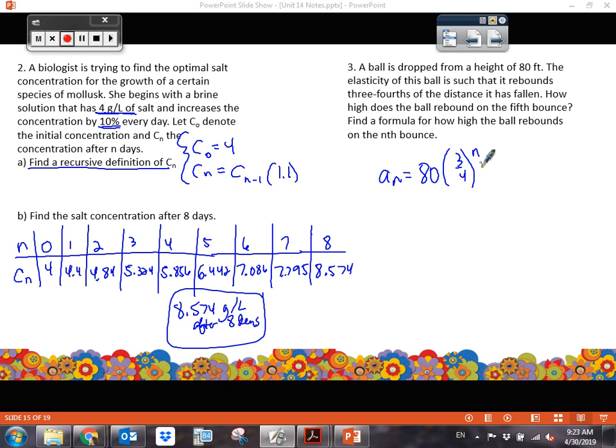So that means that for my formula, to get the height of the rebound on the fifth bounce, I'm going to put a 5 into my formula, right? Because if I put a 1 in, I get the first bounce. If I put a 2 in, and so forth. So I'm going to put a 5 in my formula. And that gives me 18.984 feet.